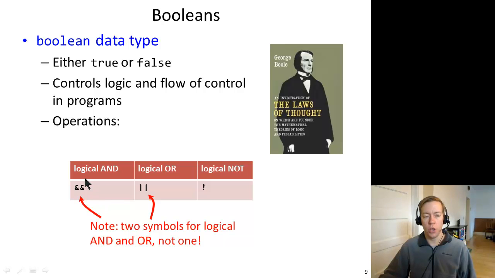If you mean logical and, you should really use two ampersands, and if you mean logical or, use two vertical bars. There's a technical distinction I'm not going to talk about right now, but just use two symbols if you mean logical and or logical or.